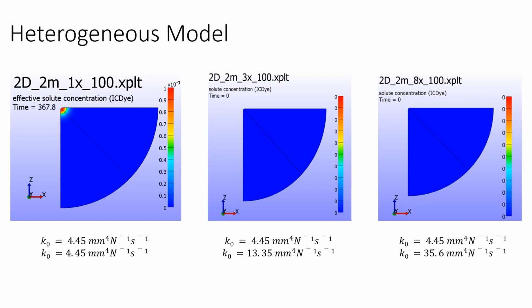This first model has two materials of the same permeability and shows a uniform dispersal volume. However, these two materials have a higher permeability in this lower region and show a pooling of the infused volume towards those regions, with the 8-fold having a little larger amount of volume being infused overall.